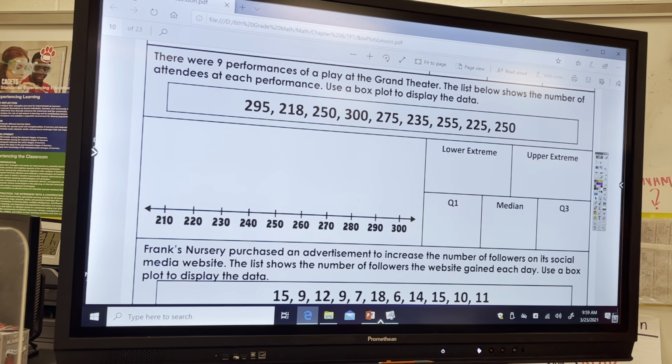There were 9 performances of a play at the Grand Theater. The list below shows the number of attendees at each performance. Use a box plot to display the data. So what's our first step? Order them least to greatest. I want you to do that.